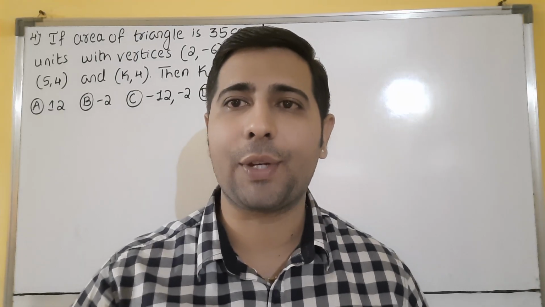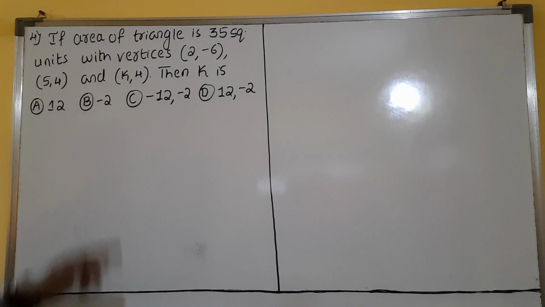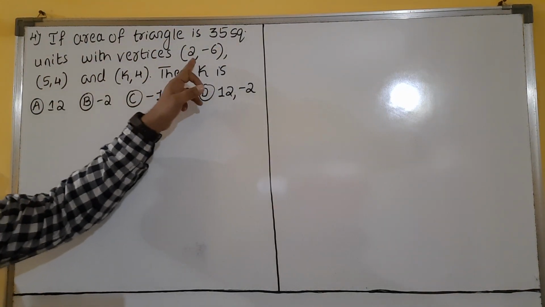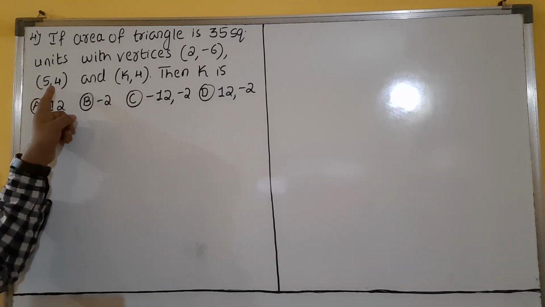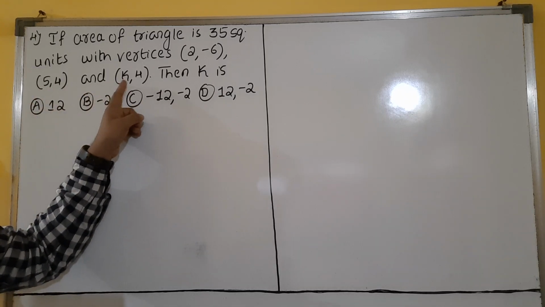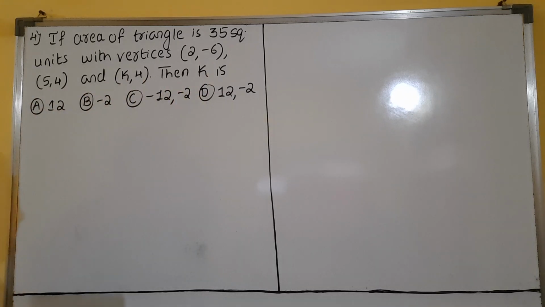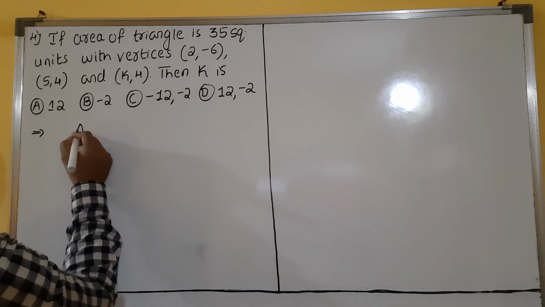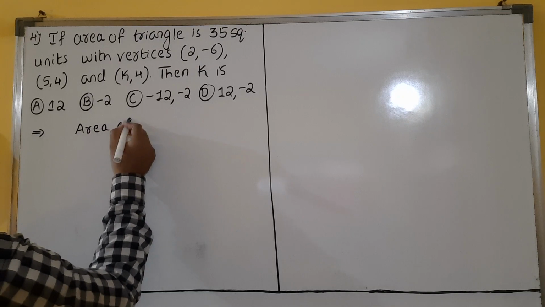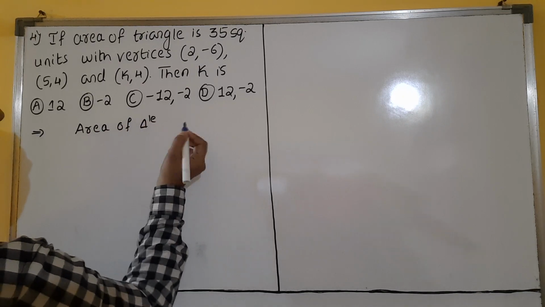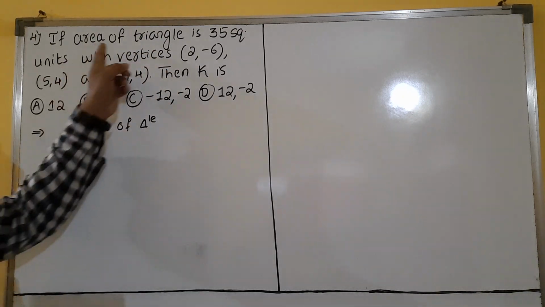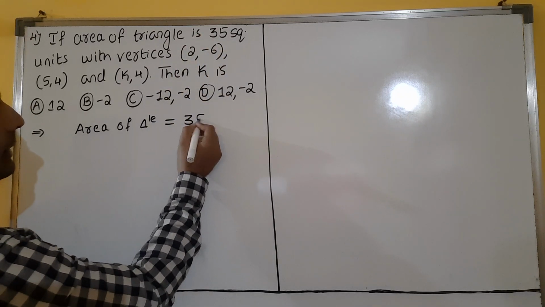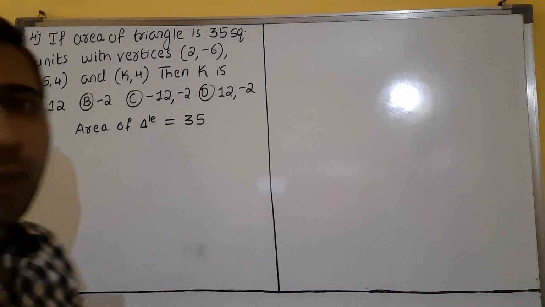Let us see the next question, dear students. Question number 4. If area of triangle is 35 square units with vertices (2, -6), (5, 4) and (k, 4), then k is what? So area of triangle, everyone knows, dear students. Area of triangle is given here. You see here. If area of triangle is how much? 35 square units it is given. So everyone knows the formula very well.